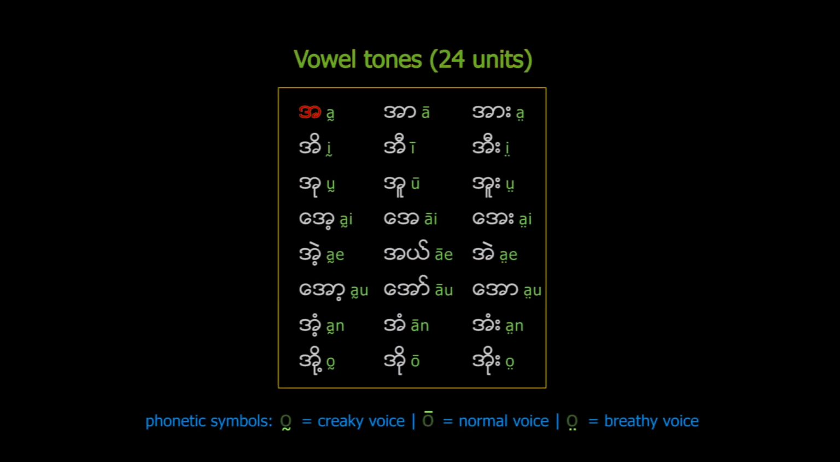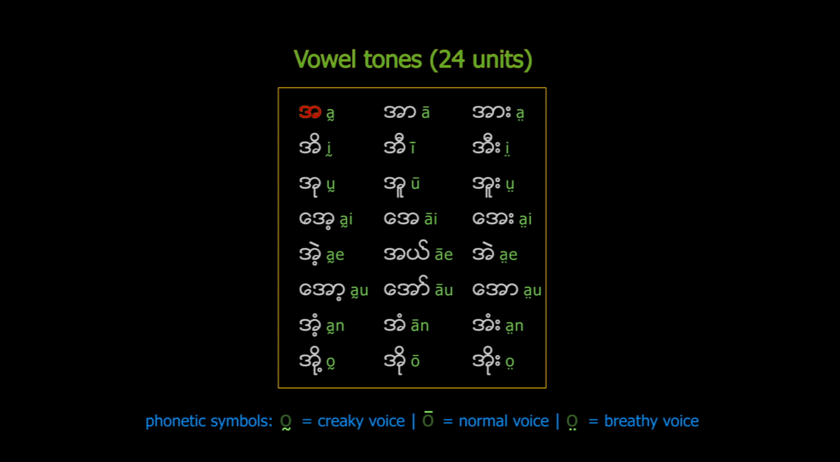Alright, back to the vowel chart again. In this chart, you will find A in all vowel tones. It means A is the basic vowel element for all vowel tones. Before we learn more about the vowel tones, let's see how Burmese words are constructed.